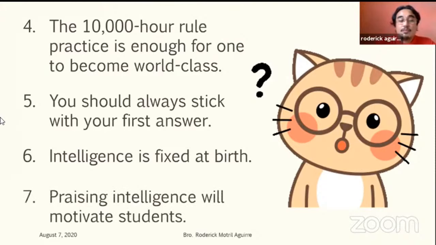Number 7, praising intelligence will motivate students, is wrong. It is wrong to say, "Ang tali-talino mo talaga, ang tali-talino." Do not do that, because research from Cambridge shows that students who have been praised a lot about their intelligence became more non-risk takers. What is more important is not to praise their intelligence, but to praise how well they did something, all right? The work. So focus more on the quality of the work, but not the quality of the intelligence, okay?